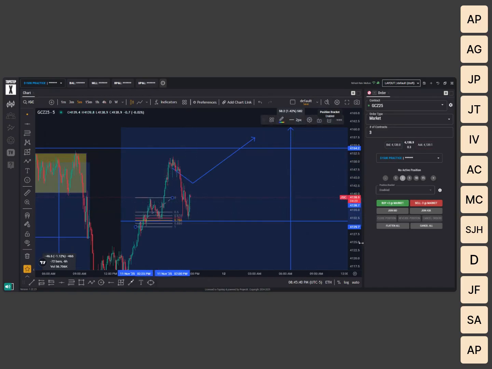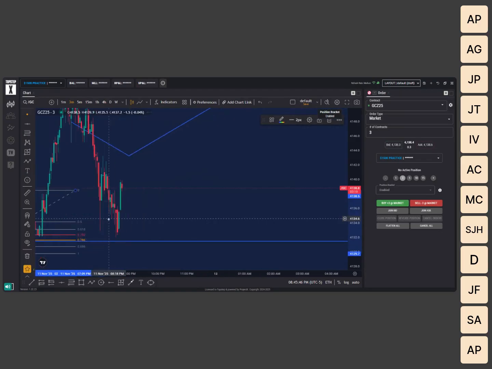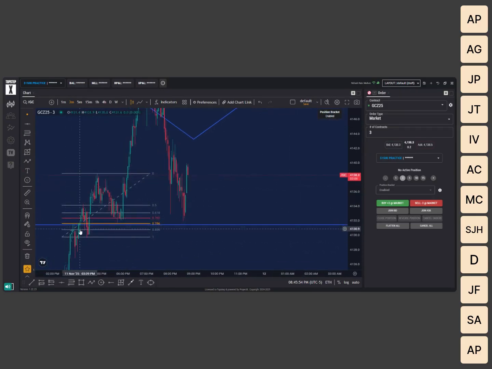It's one of these. Oh yeah, it was valid on the 3 minute, but it wasn't valid on the 5 minute. I don't like trading on the 3 minute. The 3 minute is there. It'll give you structure for sure. It just doesn't respect it as much as it does the 5 minute.